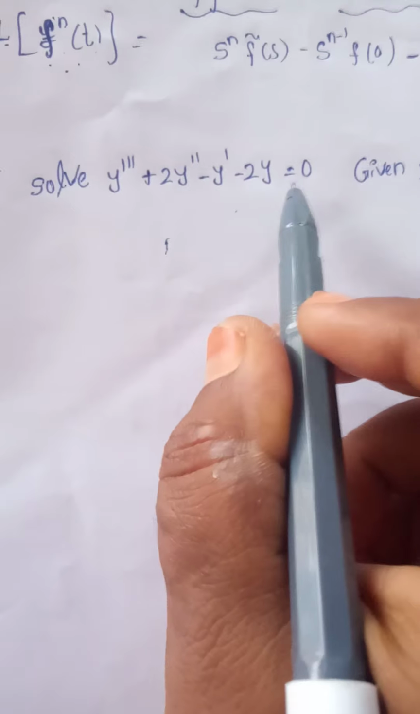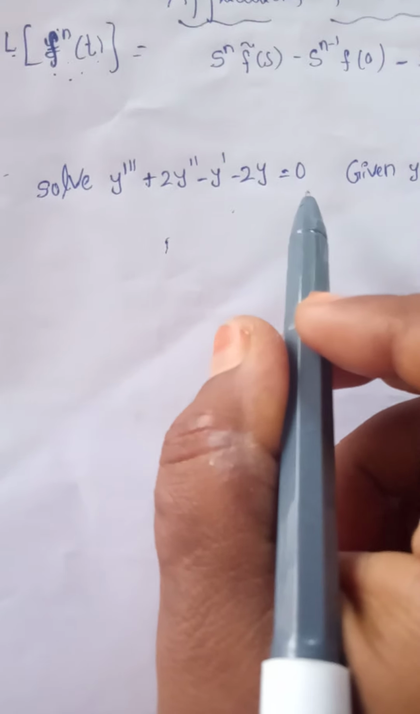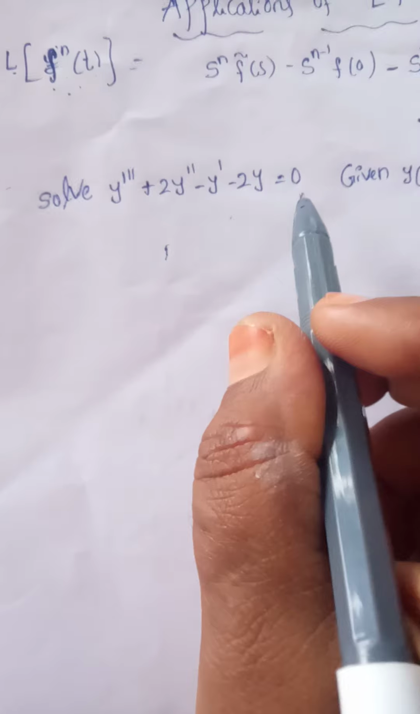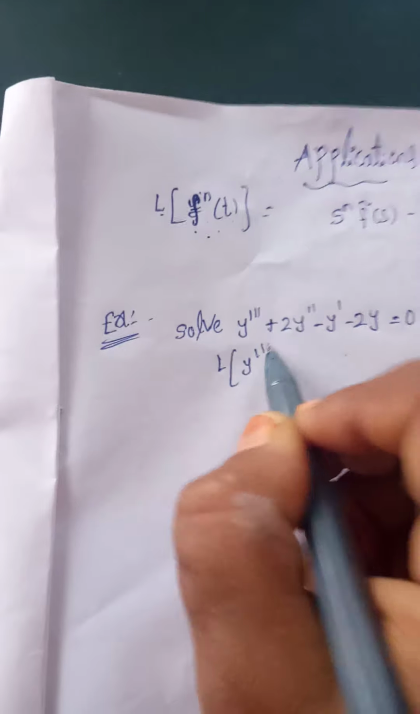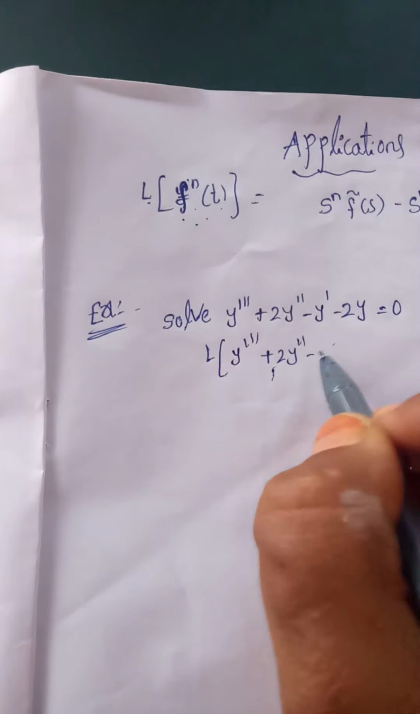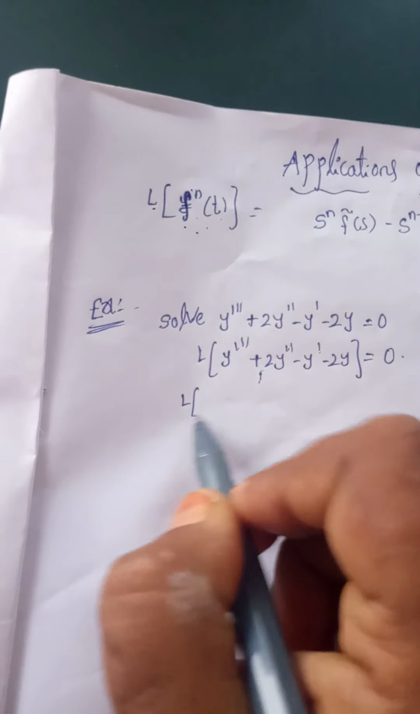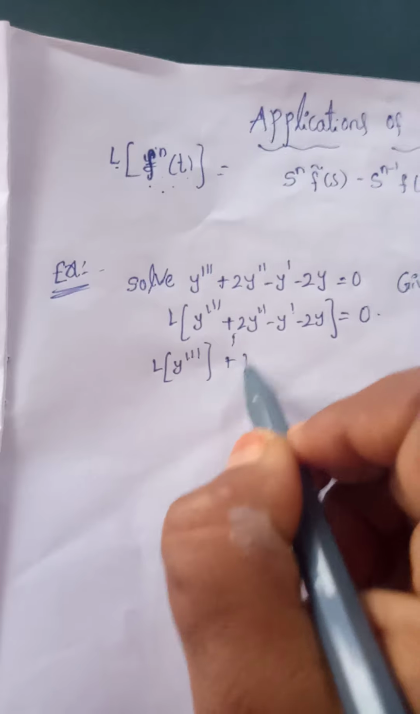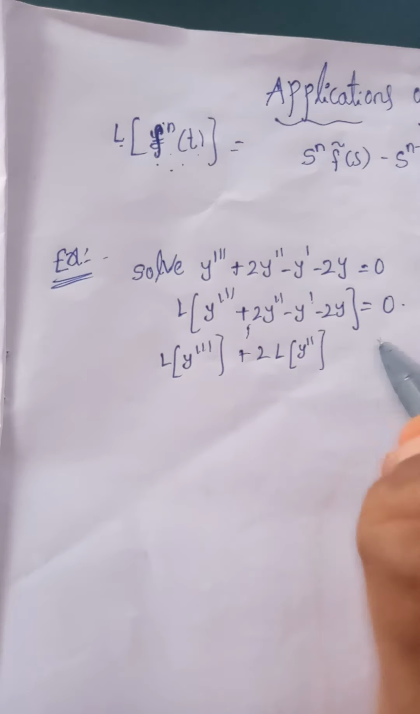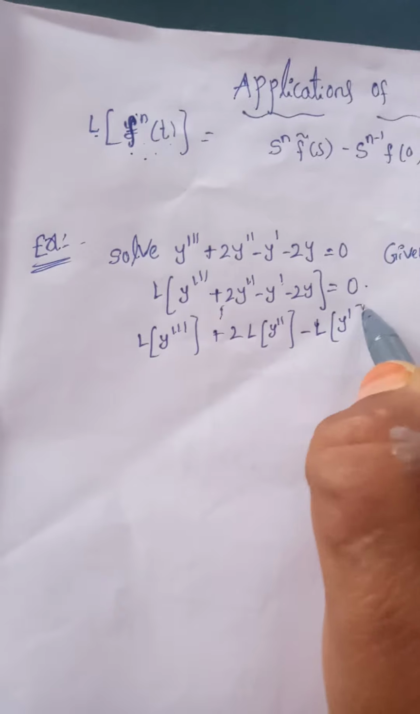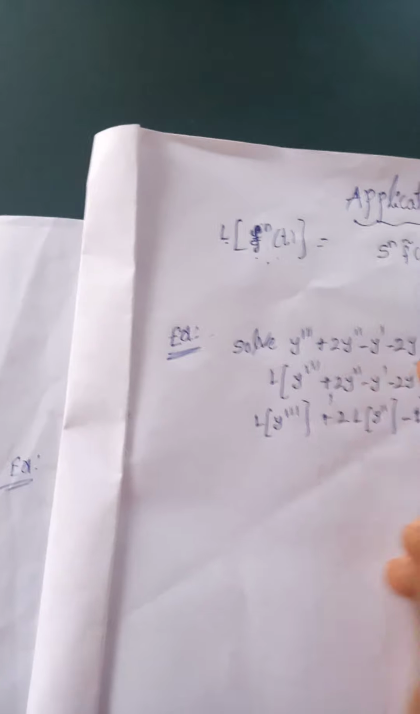Now you can apply the Laplace transform on both sides. Here only the left side value is given, the right side is zero. If the right side value is also given, you apply the Laplace transform to both sides. L of y triple dash plus 2y double dash minus y dash minus 2y is equal to L of 0, which is 0. So individually you can apply: L of y triple dash plus 2 into L of y double dash minus L of y dash minus 2 into L of y is equal to 0. Now you can apply the formula for the nth derivative.